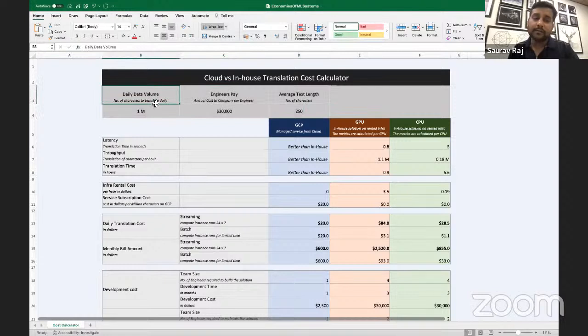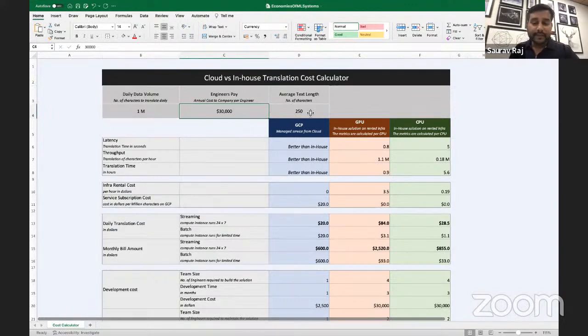To start with, the daily data volume that we are considering is 1 million characters that we need to translate. To build a solution in-house, we have to pay some amount of money as compensation to the engineers. We have considered it to be $30,000 on average, especially for our geography, India. For other geographies such as European countries or US-based locations, this salary-based compensation component would be much higher. So this is one factor that we have to consider when we build the solution in-house.